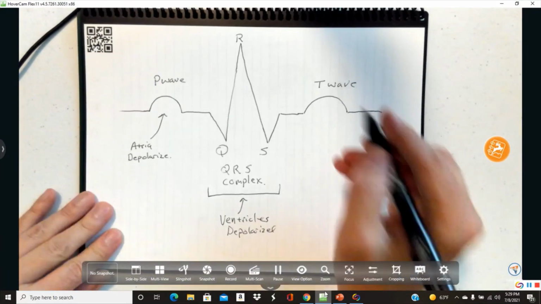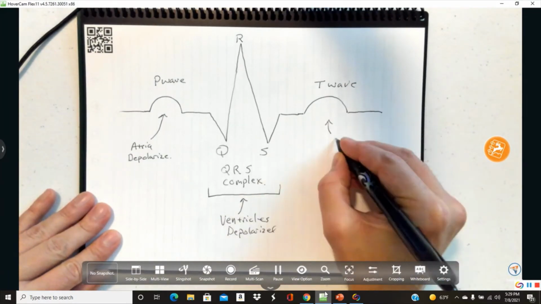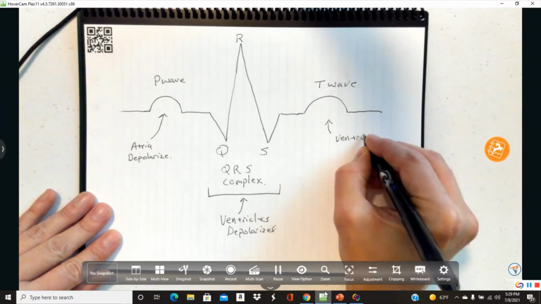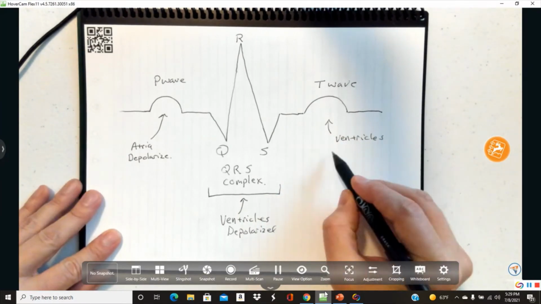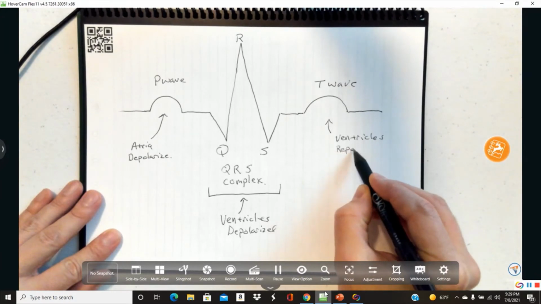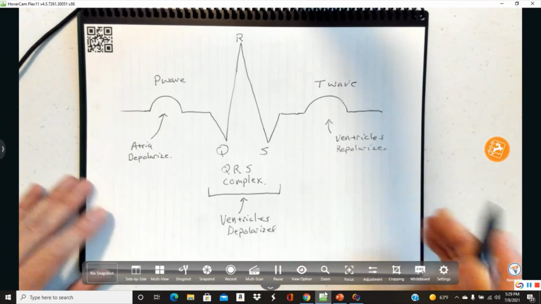Now, the T wave tells me my ventricles have repolarized. So they're getting ready to relax.